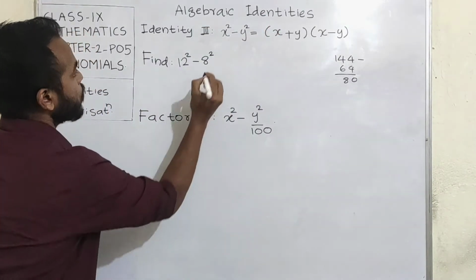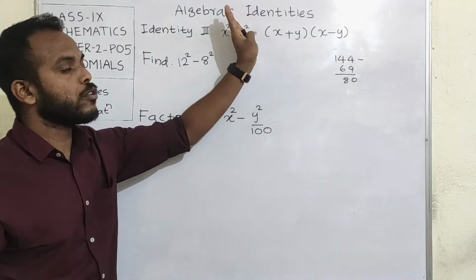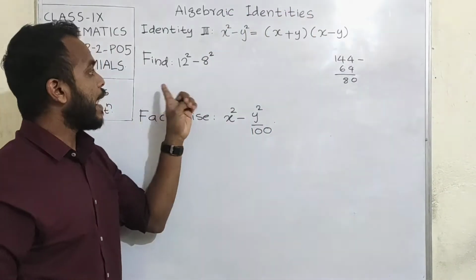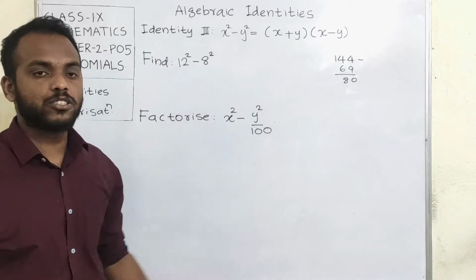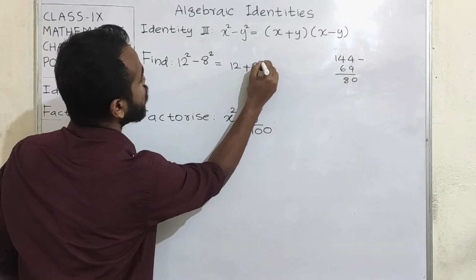Let's try to do the same. Now, according to the identity that we have learned, x square minus y square is equal to x plus y into x minus y. And the numbers are 12 square and 8 square. So it can be effectively written as 12 plus 8. Why?